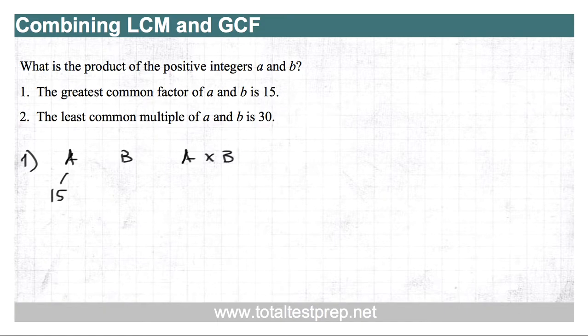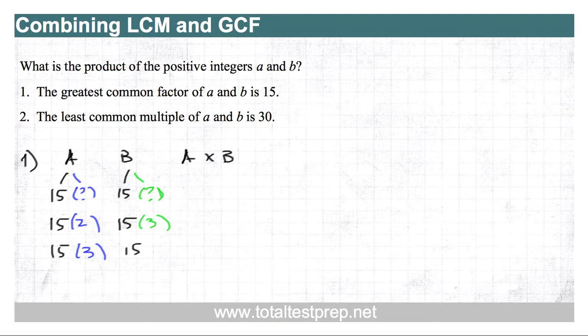So that means that a is equal to 15 times something else, and similarly b is also equal to 15 times something else. In other words, 15 is a common factor of a and b, and the fact that it's the greatest common factor means that there are no other factors that a and b share. So for example, a could be 15 times 2, and b could be 15 times 3, or a could be 15 times 3, and b could be 15 times 4.